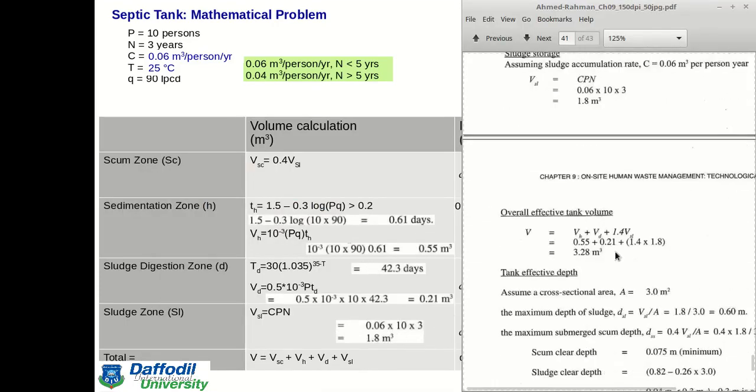And then they have calculated the total volume of this tank. You can see there is a dissimilarity between this formula I have written here and this formula in the book, but be assured this is the same formula, because V scum, so volume of scum, is 40% of sludge, 0.4. So if we replace the V scum with 0.4 VSL, then this will become 1.4 VSL, okay. But for my problem I have calculated it separately and added all of them.